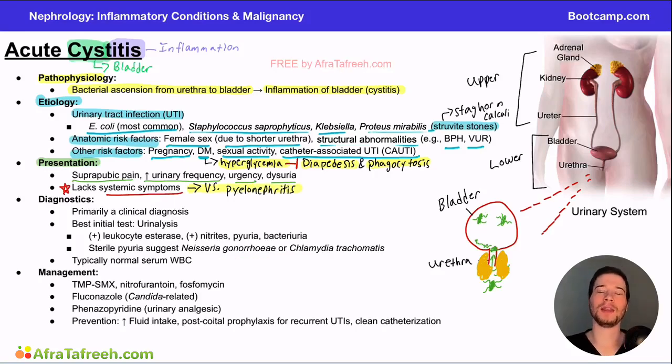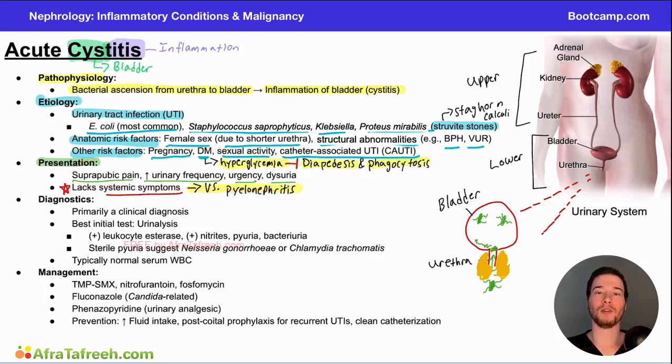Pyelonephritis is what happens when the bacteria actually ascends from the bladder up through the ureters and gets involved in the kidneys. This becomes a lot more serious, and that's where we start to develop systemic signs and symptoms. So always keep in mind when you're doing these questions, you might get these classic presentation signs in both of them, right? Cystitis versus pyelo.